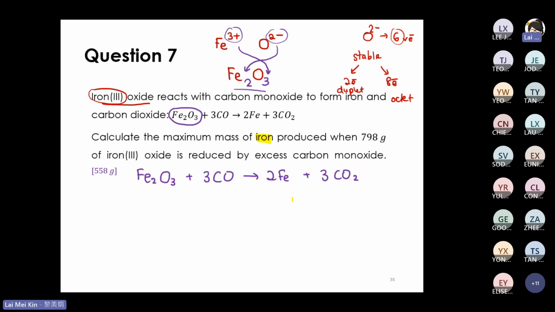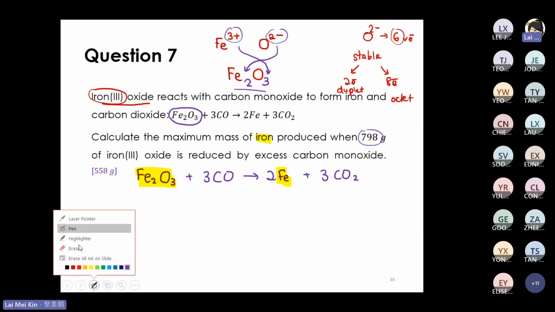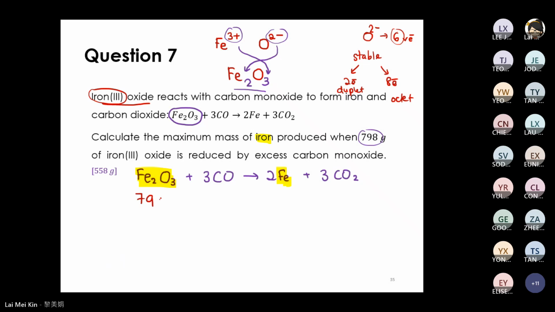Which one is iron? 2 Fe. Fe. You need to know the identity of each of it. When you have 798 grams of iron(III) oxide, which one is iron(III) oxide? Fe2O3. And how much of Fe2O3 do you have? 798 grams. When you have 798 grams of Fe2O3, how much iron is produced?